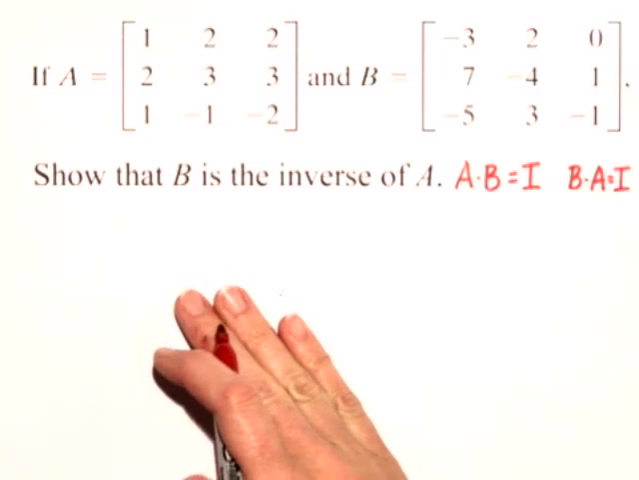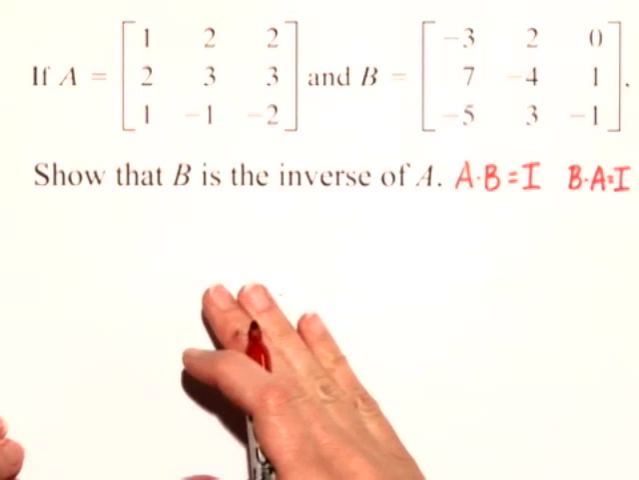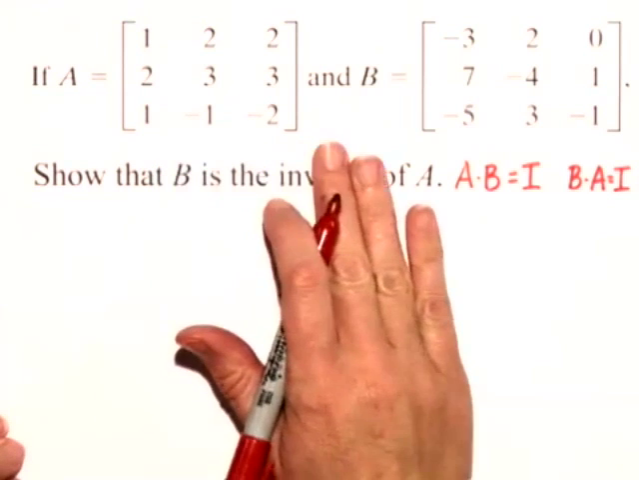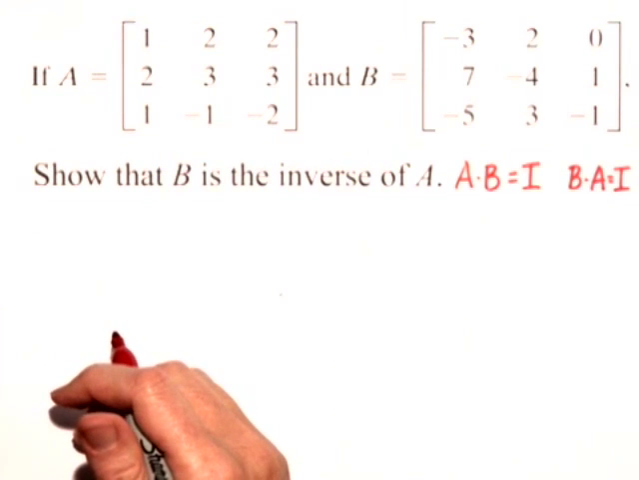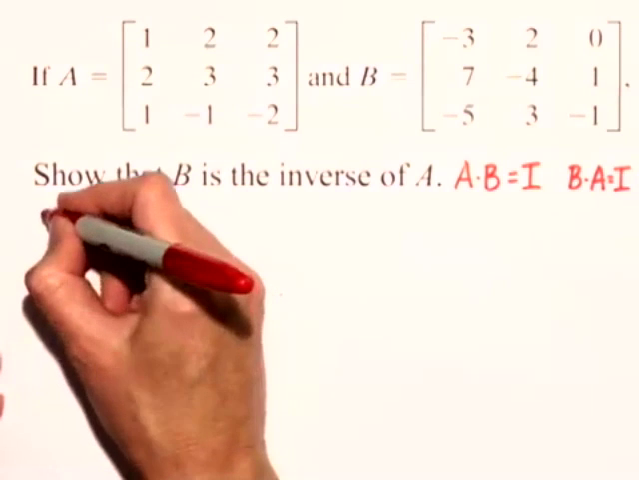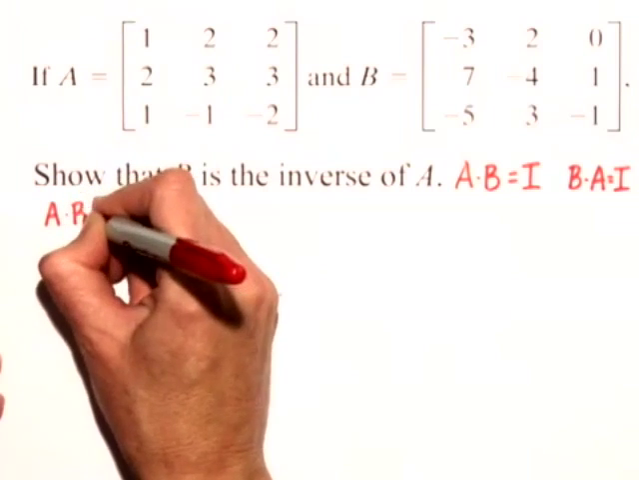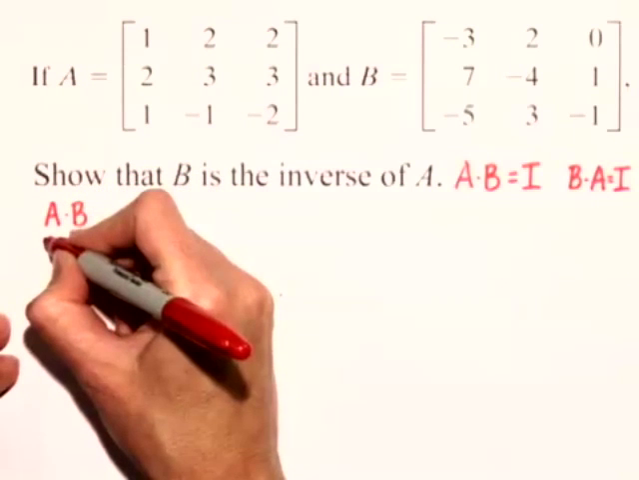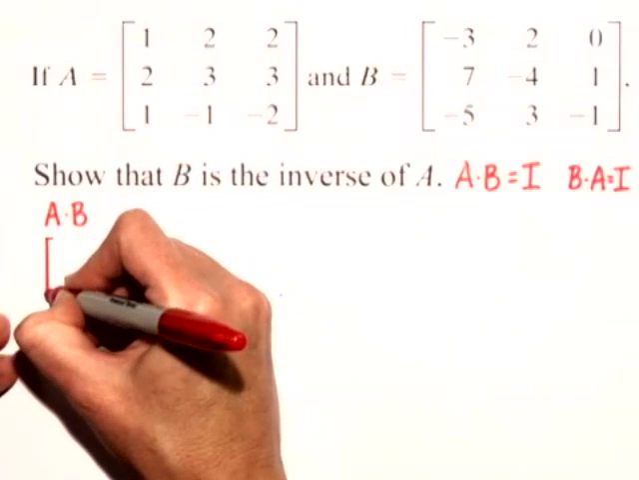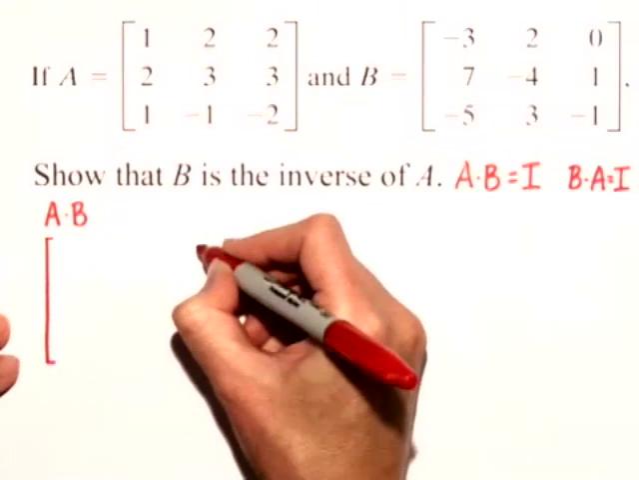I'm going to do this problem in red because it's really just a check. I have a matrix and its inverse given. I'm just showing that they are actually inverses of each other. So first, let's multiply A times B. When we do that, I will use the matrices above to help me.